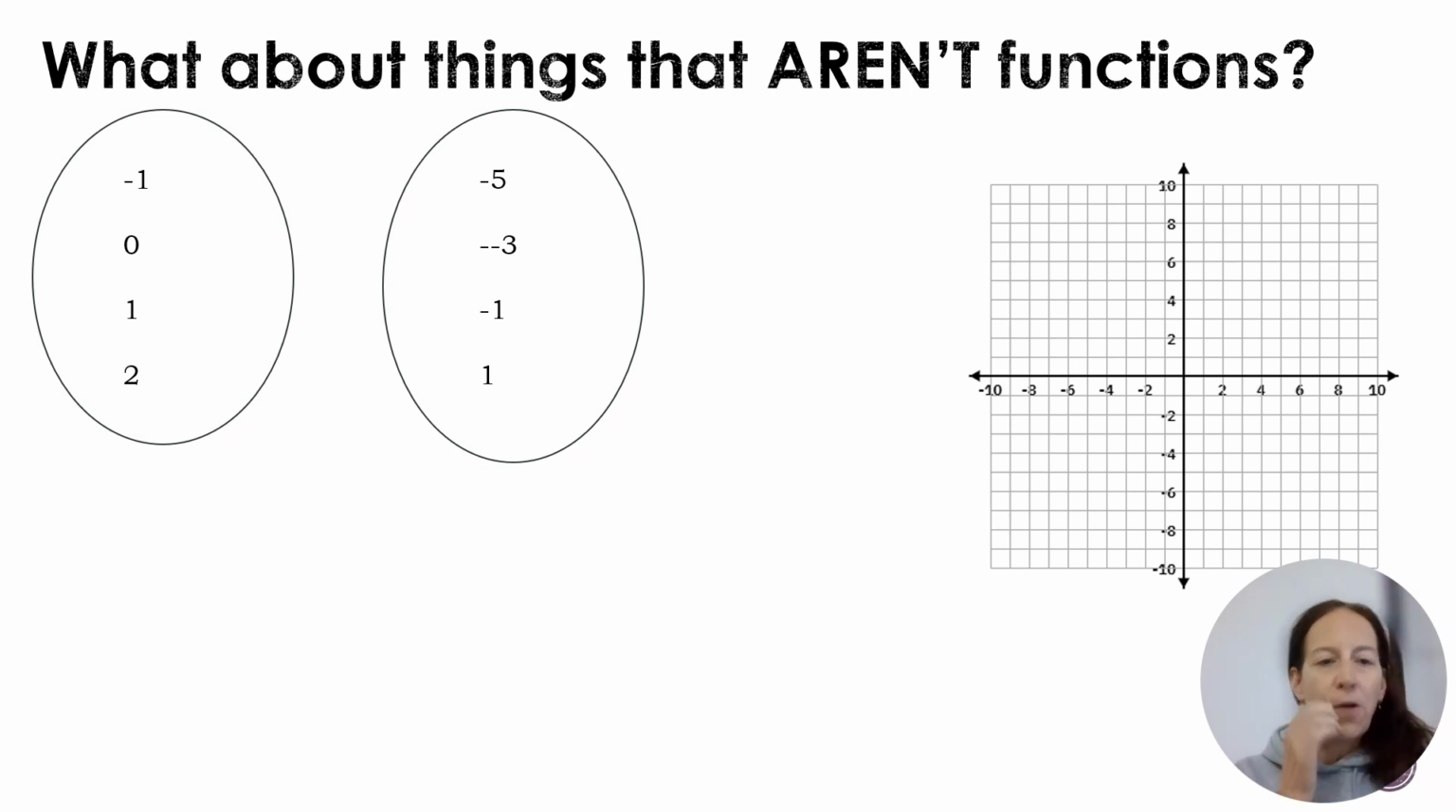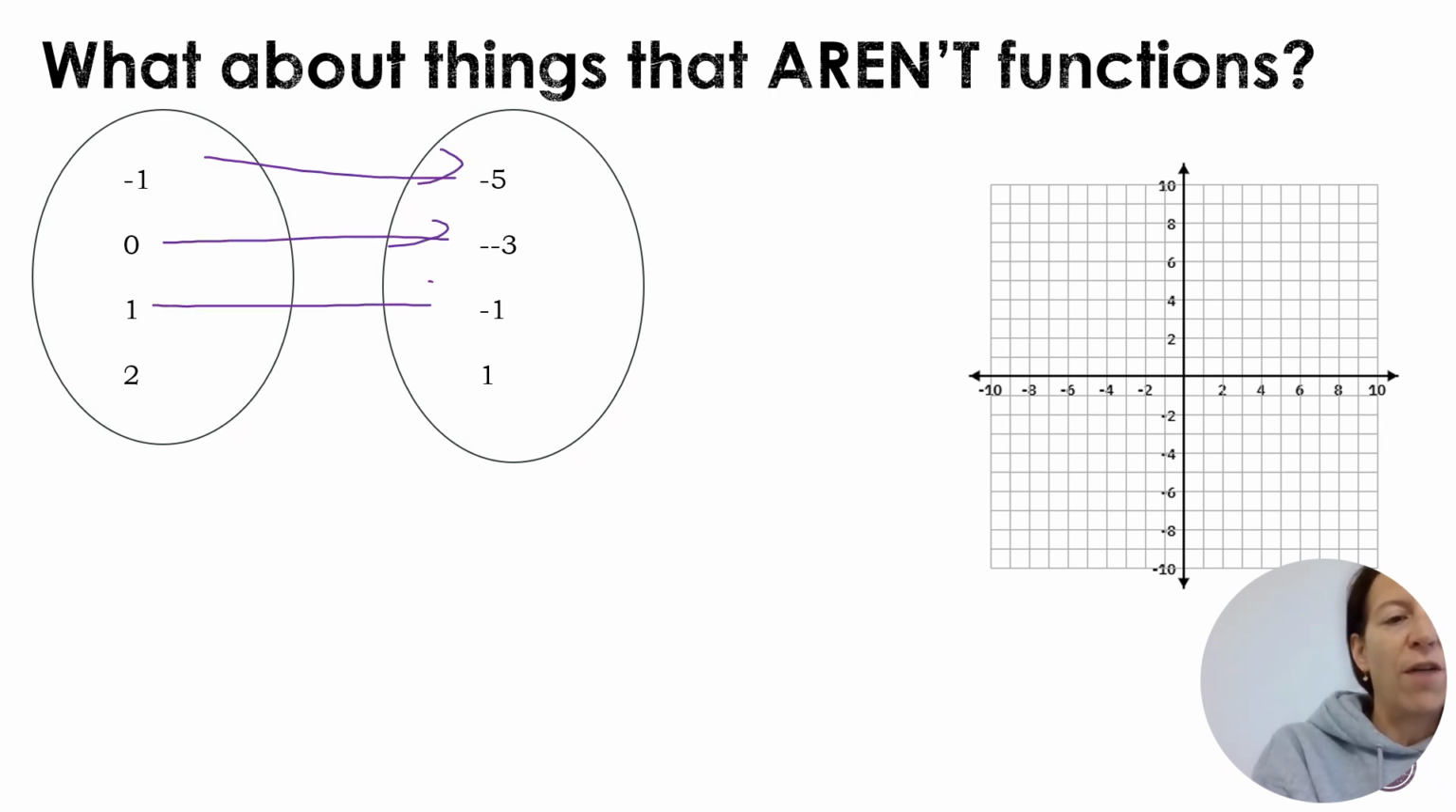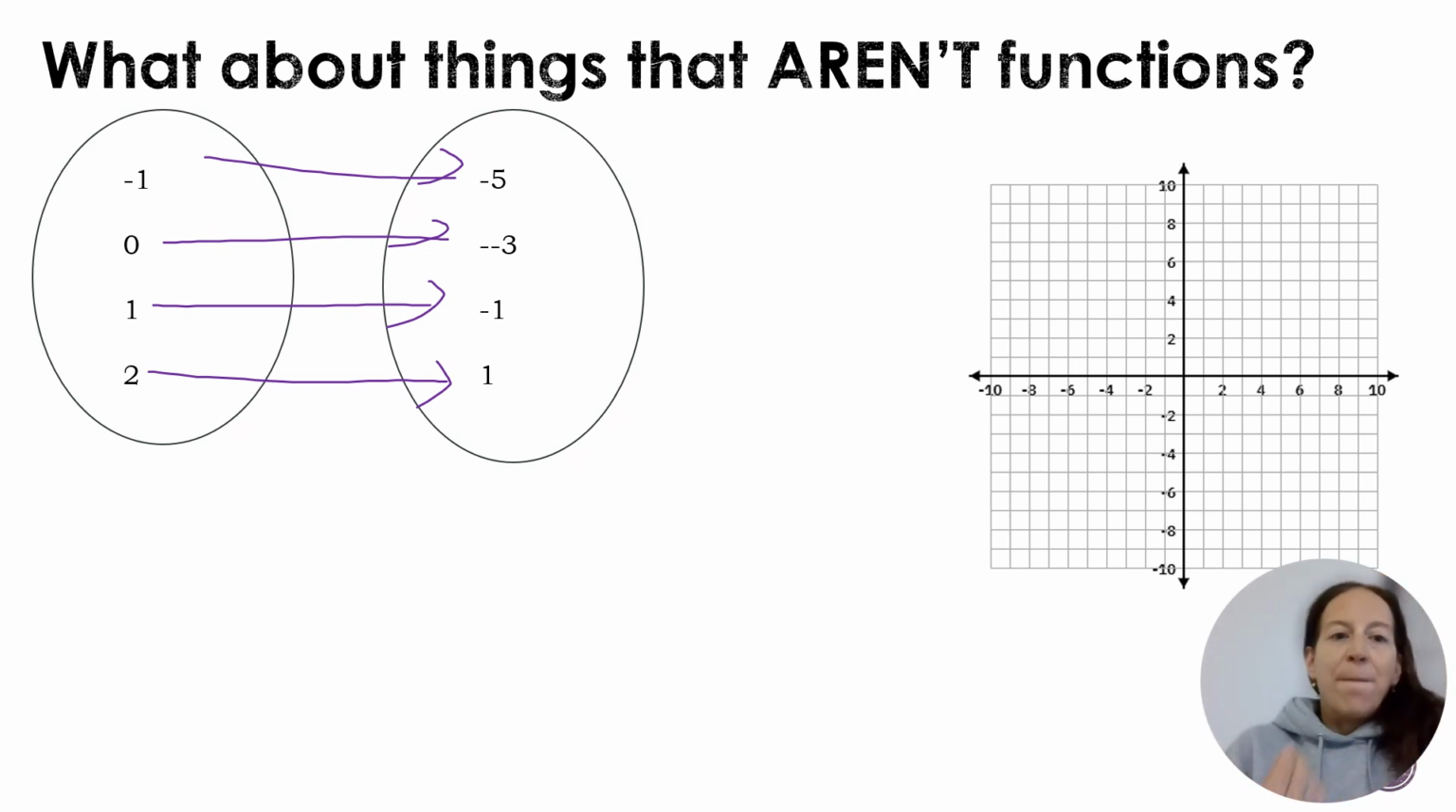Now, what about things that are not functions? So this is actually the same set of points. And so I'm going to go ahead and draw the same connections, but this time I'm going to add something that makes it not a function. So it would not be a function if any of those x values mapped to more than one y value. So I'm going to go ahead and make this 2 also map to the -1. Now I have disqualified that from being a function because I have an x value that now maps to more than one y value.